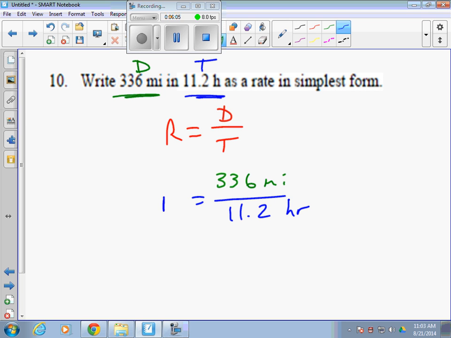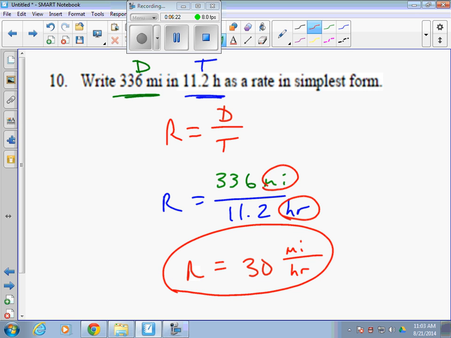And your rate is going to be equal when you take 336 and divide it by 11.2. Let's see if we get us a nice integer. We sure do. Our rate is going to be 30. And we don't cancel out miles or hours. Miles per hour makes sense to be listed as a speed or a rate, 30 miles per hour.